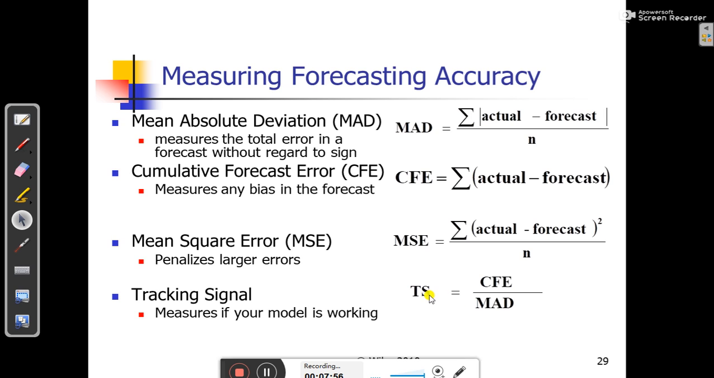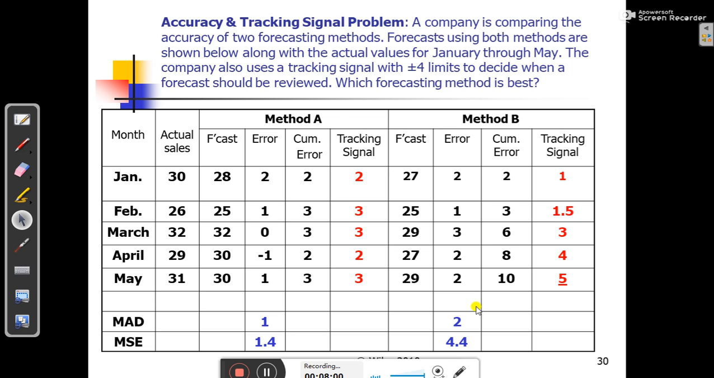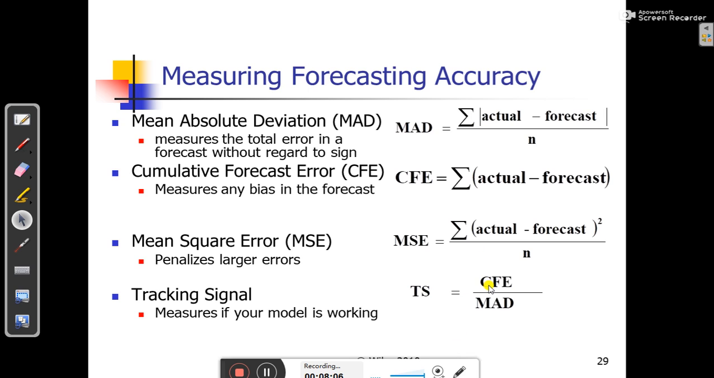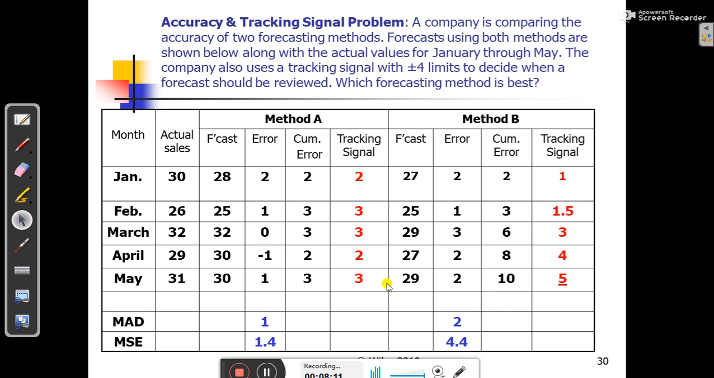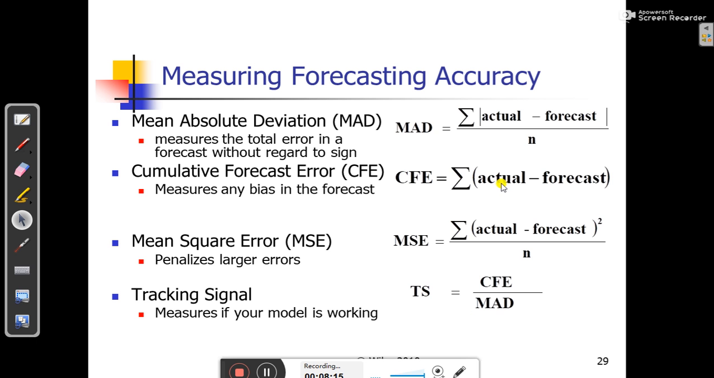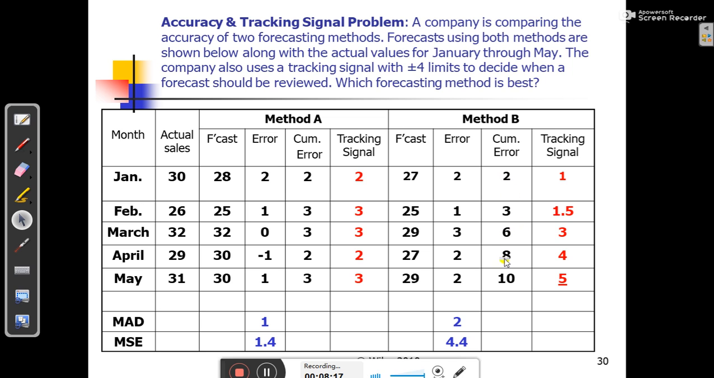So here you can see what the tracking signal can be in that situation. Tracking signal equals CFE divided by MAD. CFE is 10, divided by MAD 2, so you need to find out MAD is 2 and CFE is almost 10, so that will become 5. So you need to review that method.